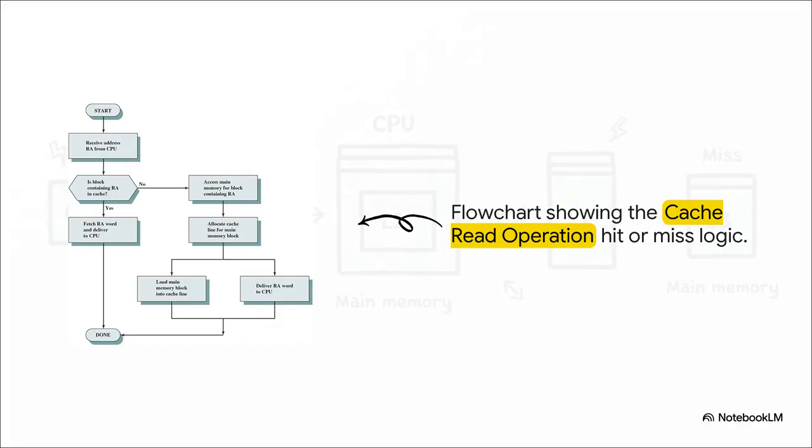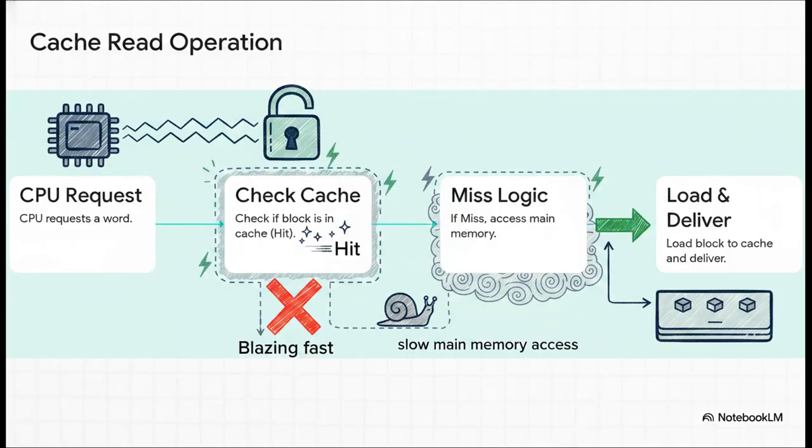The logic mapping out what happens when the CPU actually asks for data is quite elegant. It's a real-time decision-making branching process that happens inside your device literally millions of times every single second. Let's step through it together. First, the CPU asks for a word of data.